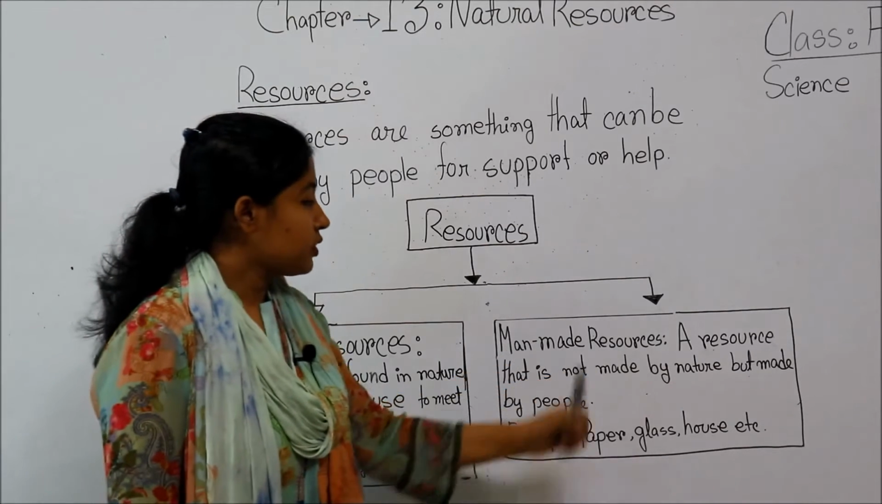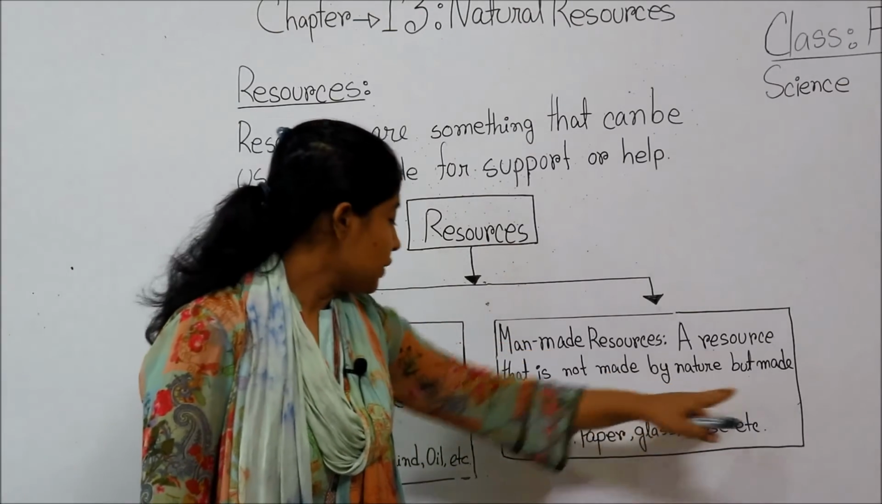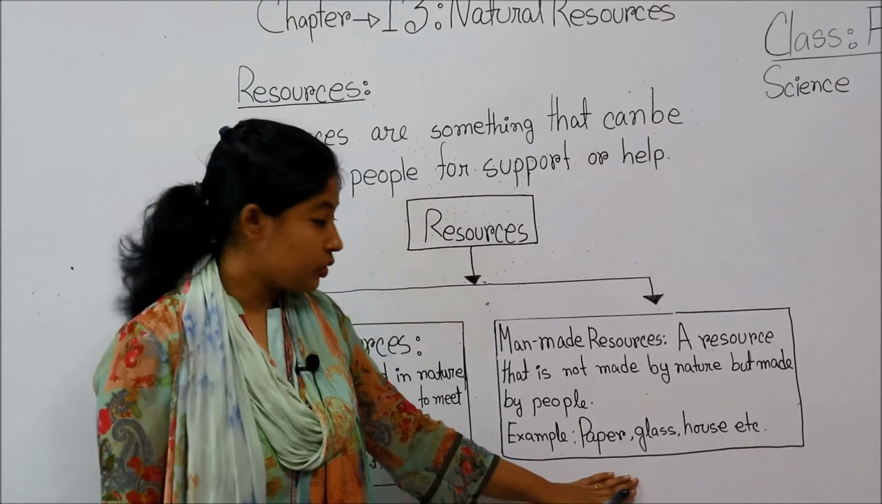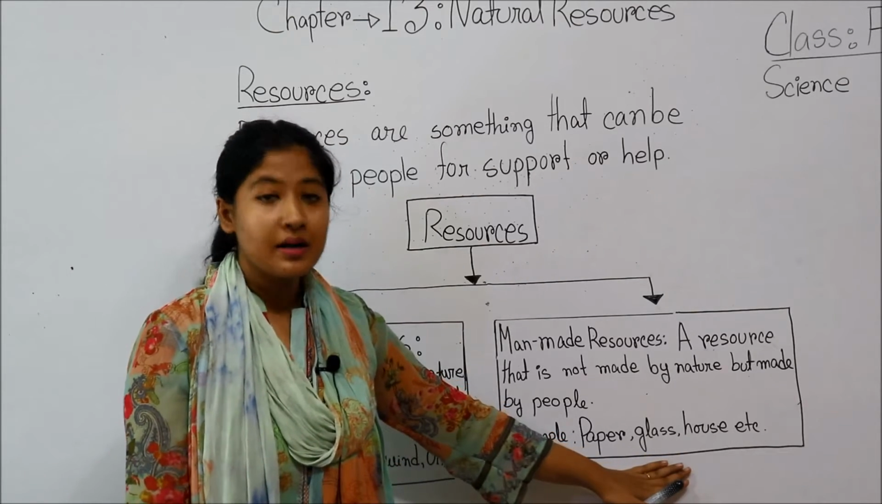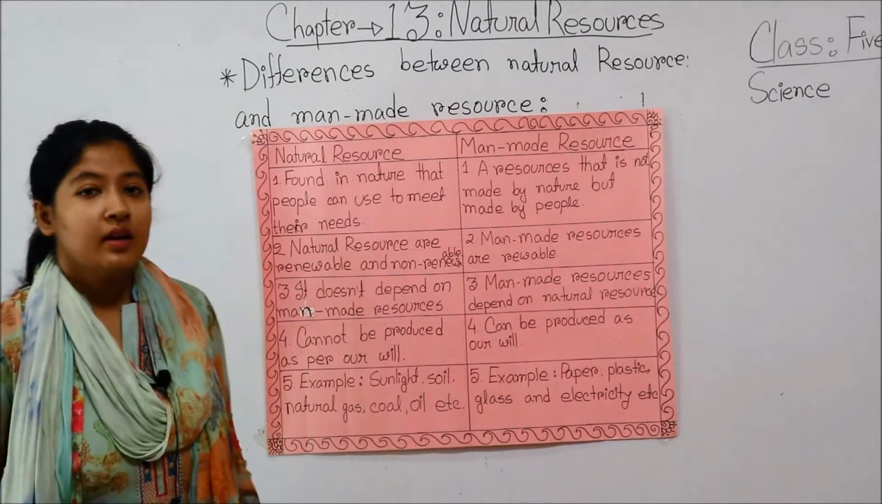And man-made resources are resources that are not made by nature but made by people, such as paper, which comes from wood, glass comes from silicon, houses come from wood.